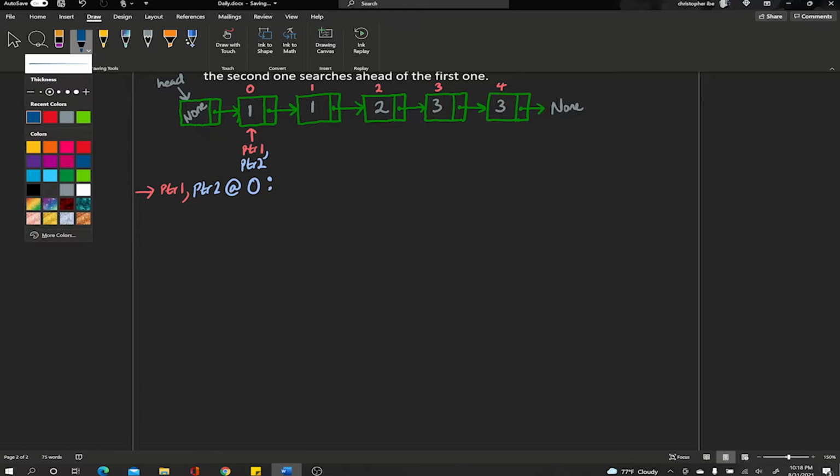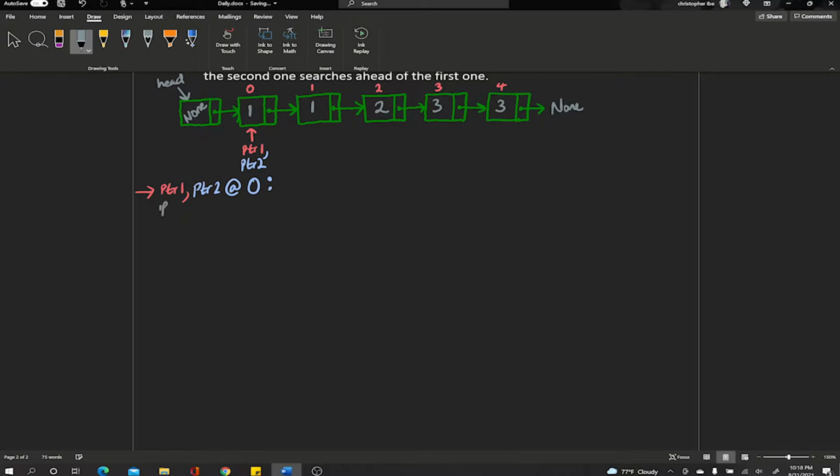As always, at every iteration, we're going to ask ourselves this question: is PTR1.value equal to PTR2.next.value? Are these two things equal? In this case, let's see. PTR1 is 1. Is 1 equal to PTR2.next.value? Is 1 equal to 1? In this case, yes, they are equal. In a yes case, what do we want to do? We only do one action.